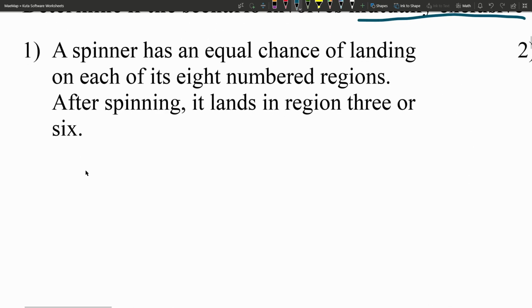It says that a spinner has an equal chance of landing on each of its 8 numbered regions. After spinning, it lands in region 3 or in region 6. Note that between these two regions, there's no overlap. It either lands in region 3 or 6. It cannot ever possibly land in both. Therefore, these two events are mutually exclusive.